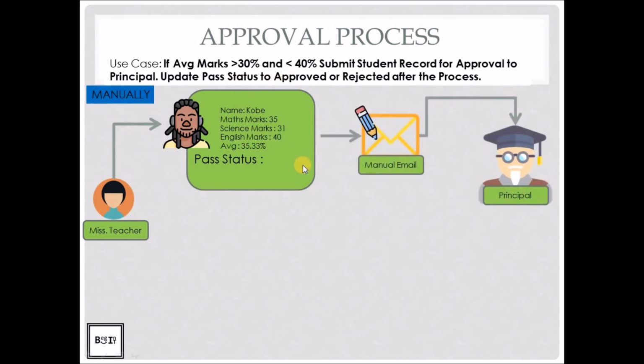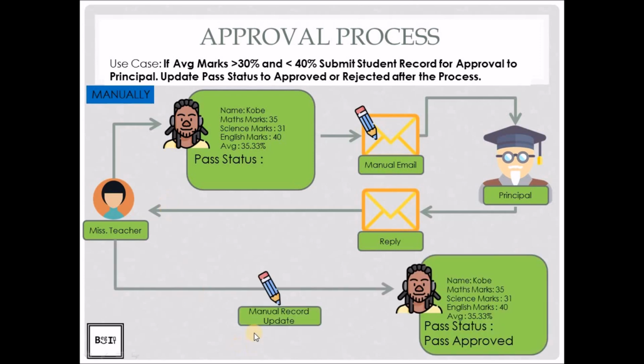So she would write a manual email to principal, and then principal is going to reply back his response to Miss Teacher. After she receives the response, Miss Teacher is going to manually update the record and then set the value to pass status as passed approved. Now doing this process entirely manually can lead to a lot of discrepancies in the data. To avoid that, we can automate this using an approval process.